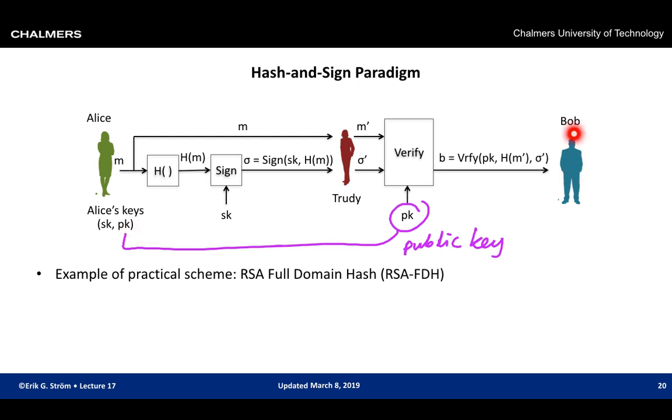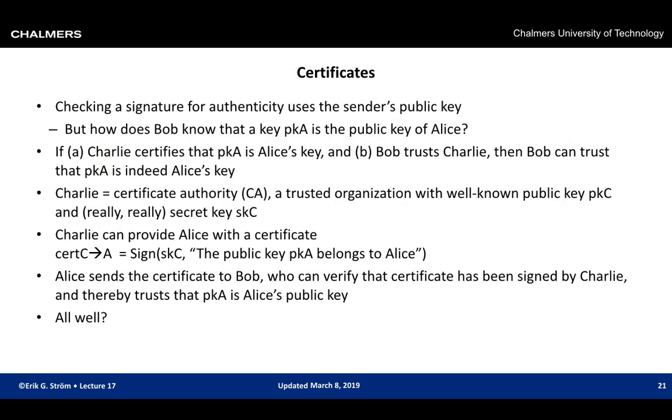But how does Bob know that this public key actually belongs to Alice? How do we know the connection between PK and Alice? How do we know that Alice actually is the person with this public key? So here's where certificates come into play. Checking a signature for authenticity uses the sender's public key, but how does Bob know that a particular public key is the public key that Alice has and nobody else?